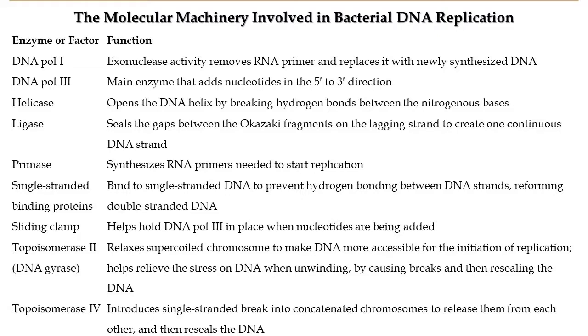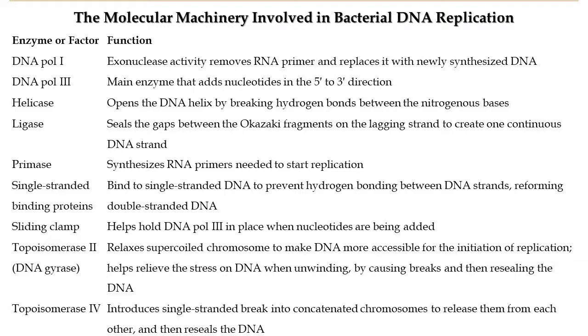Primase is an enzyme which synthesizes a small RNA primer which is required for the replication to start. Primase is nothing but an RNA polymerase as such. Now you have single-stranded binding proteins which bind to the single-stranded DNA to prevent the hydrogen bonding between the DNA strands from taking place again, thus preventing the reforming of the double-stranded structure. You have a sliding clamp which holds the DNA polymerase in place when the nucleotides are being added.